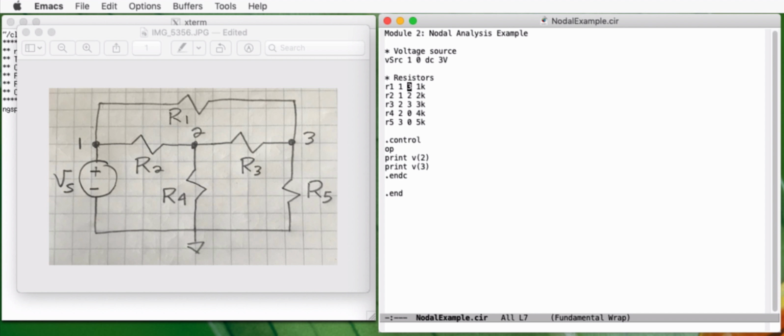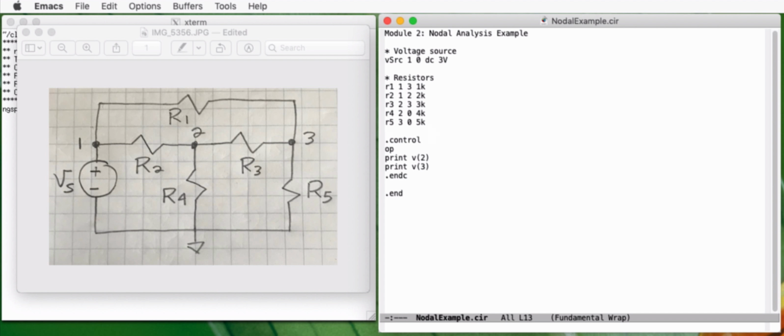And here we have our resistors. I just called them resistors 1 through 5 to match the diagram. Resistor 1 is connected between nodes 1 and 3, and its value is 1K, just like it was in the lectures. Resistor 2 is connected between nodes 1 and 2, and so on. Resistor 4 is connected between node 2 and ground. Resistor 5 is connected between node 3 and ground, and we have resistance values. So this first part of our netlist specifies the circuit.